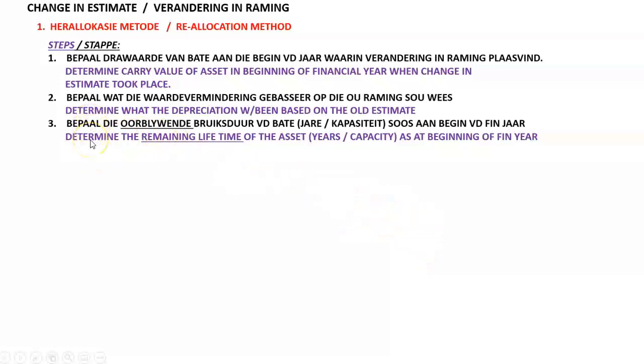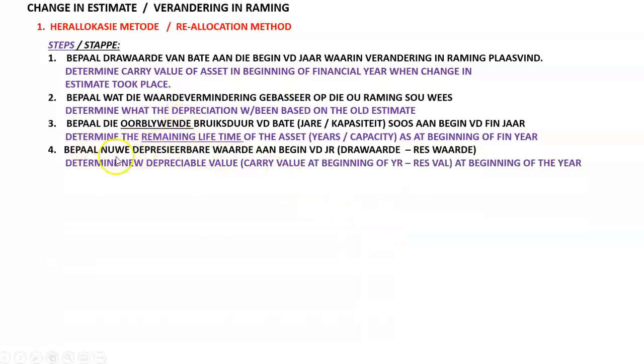Then step 3 says, determine the remaining lifetime of the asset, whether it be in years or capacity, whatever it is, as at the beginning of the financial year. Now here we catch you out every now and then, because I give you the remaining lifetime of the asset as at the end of the financial year when I decided to do the change in estimate. And you merely go along and forget that at the beginning of the current financial year, I had to add a little 1 to that number of years left from the end of the year. Don't let me catch you there, be wide awake.